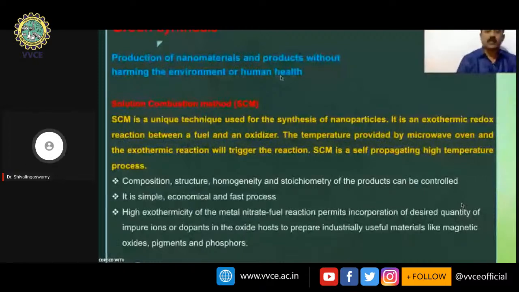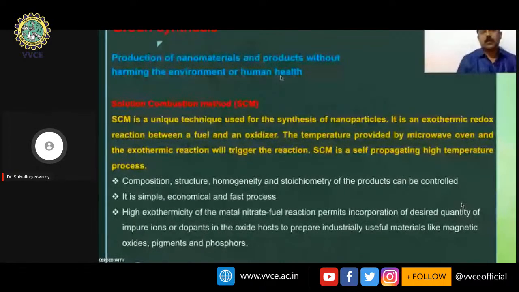Solution combustion method is a very unique technique for the synthesis of nanoparticles. It is an exothermic redox reaction between the fuel and the oxidizer. So you'll be having an oxidizer and there will be a fuel. And that fuel could be a green material. That means it could be a gum, or it could be a tree leaf, or whatever.